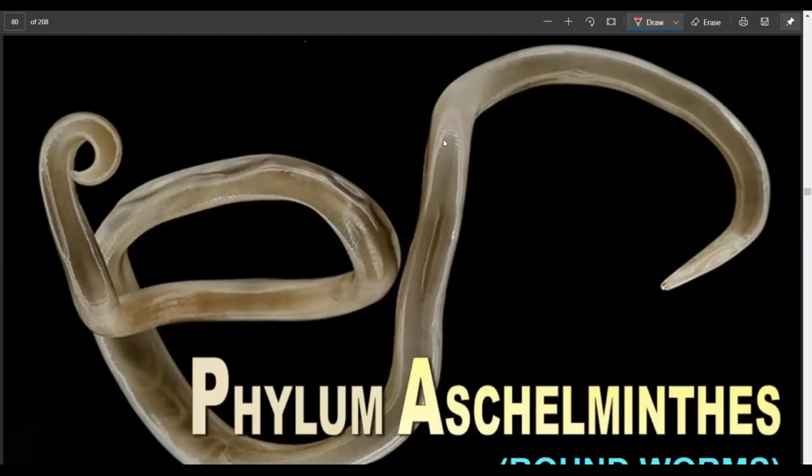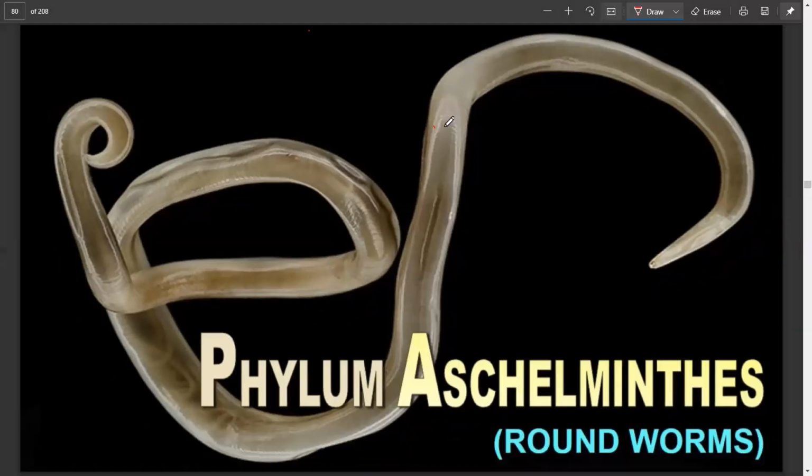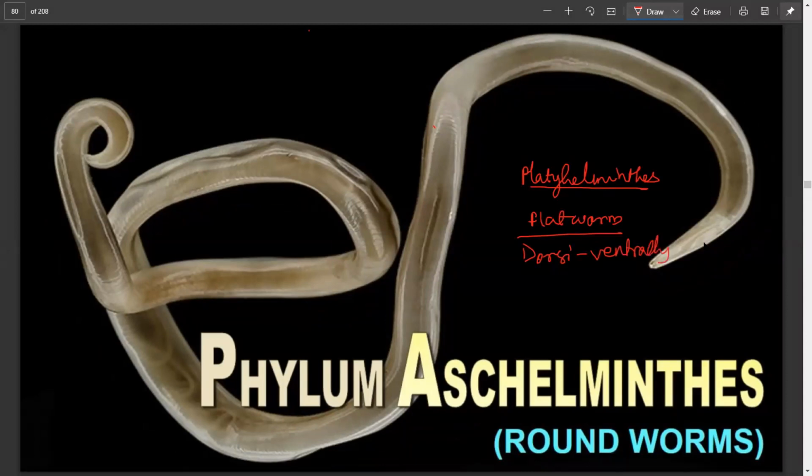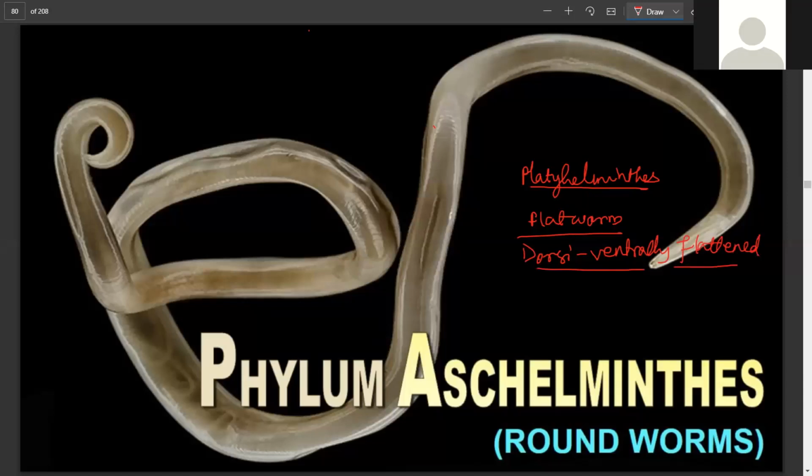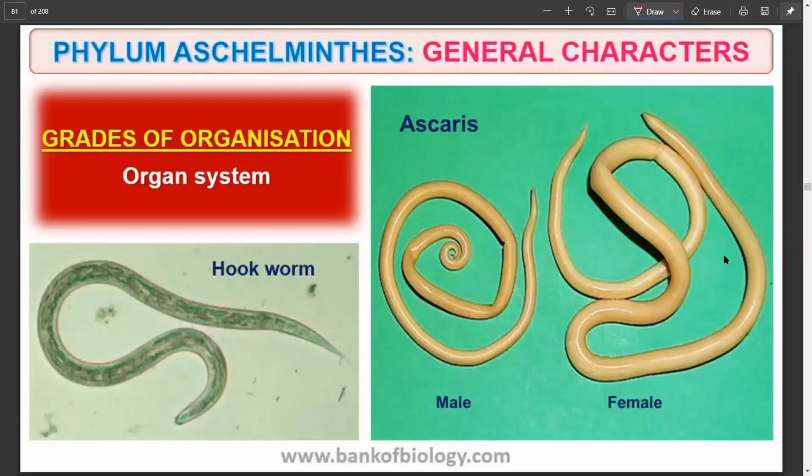So let me start. We are going to talk about the phylum Aschelminthes, or the roundworm. In the previous case, we talked about Platyhelminthes, right? When we talk about Platyhelminthes, we are talking about the flatworm, and these flatworm were dorsiventrally flattened. But in this case, the phylum Aschelminthes contains all the organisms which are round in nature, that is, not dorsiventrally flattened.